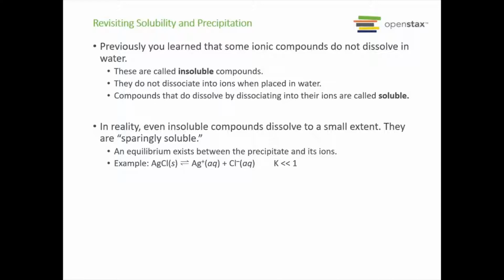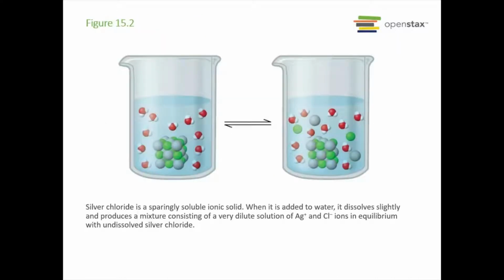For example, silver chloride going between silver plus and Cl minus. It has this K that's way smaller than 1, but it actually is still there. There's a teeny tiny bit of silver and chloride ions. This is giving you a visual showing silver chloride as a sparingly soluble ionic solid in water. A really tiny bit dissolves, giving us a very dilute solution of silver and chloride ions that are in equilibrium with the undissolved silver chloride.